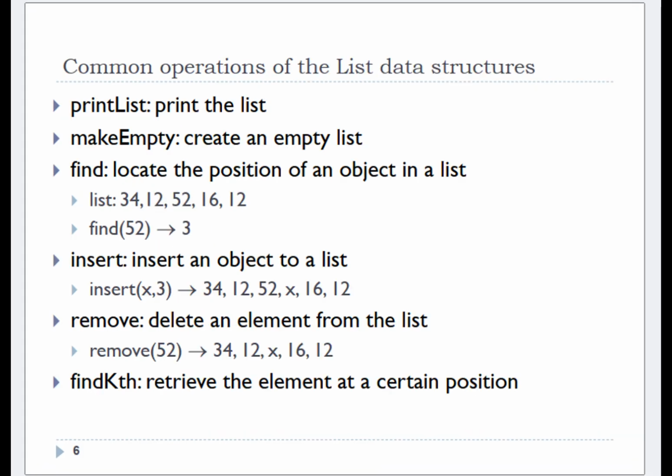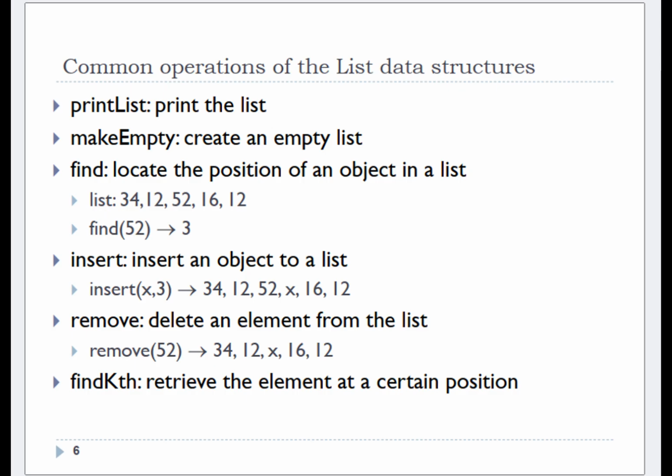5. Common operations of the list data structure. Print list: print the list. Make empty: create an empty list. Find: locate the position of an object in a list, e.g., for the list 34, 12, 52, 16, 12, find 52 gives 3.